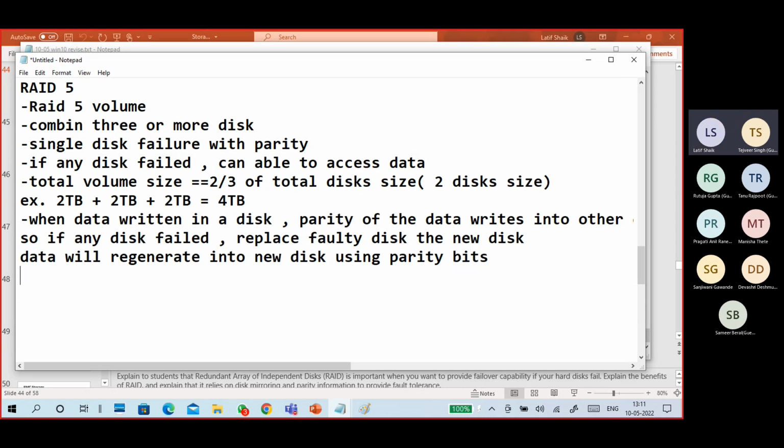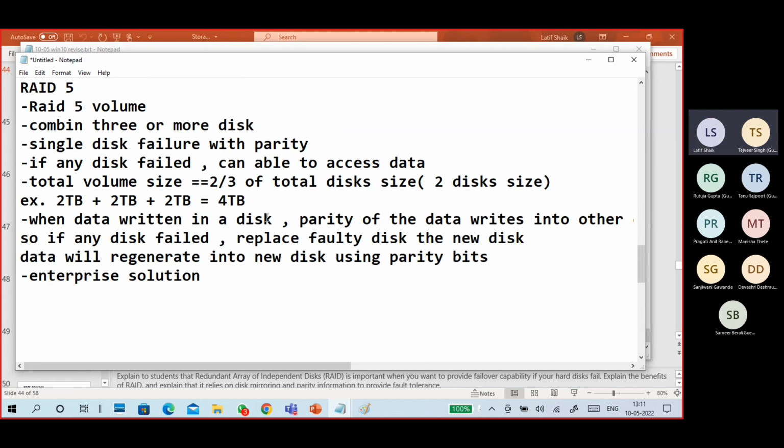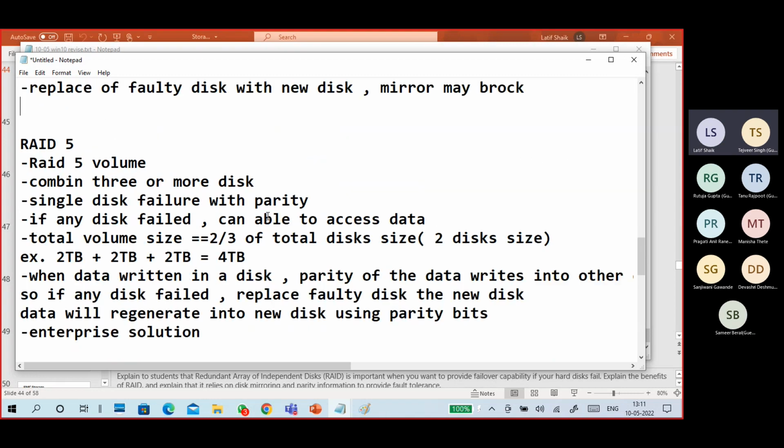Parity means parity bits are there. This is an enterprise solution. RAID is an enterprise solution, with parity bits so that the mirror is not broken. This is what I'm trying to say.